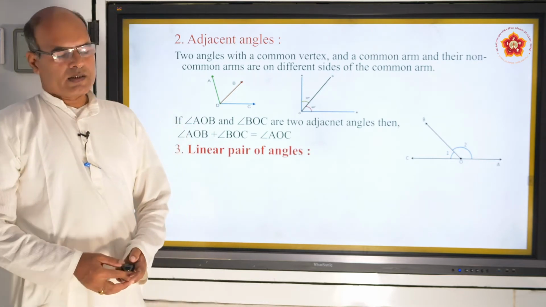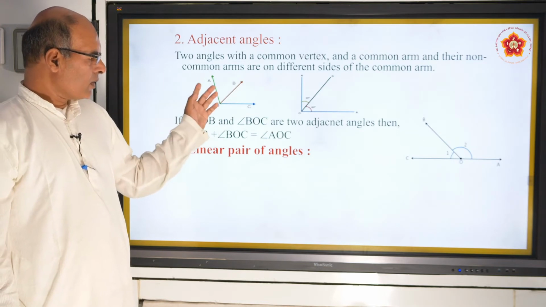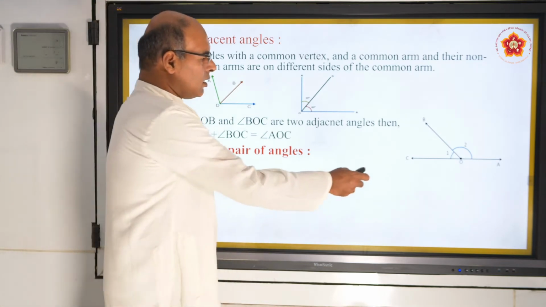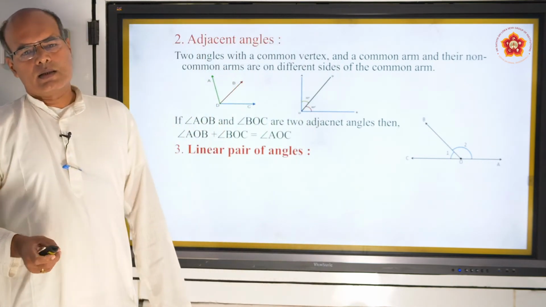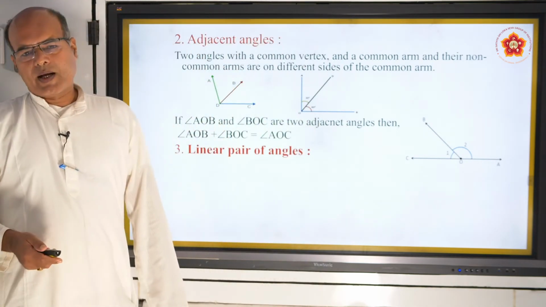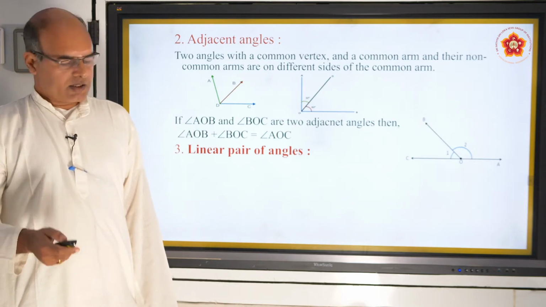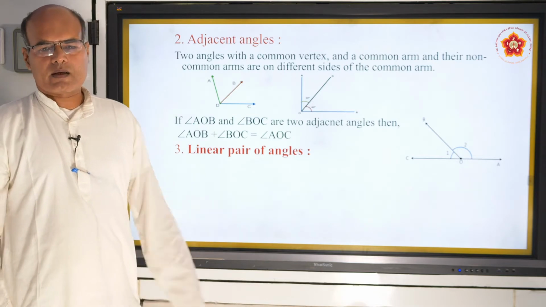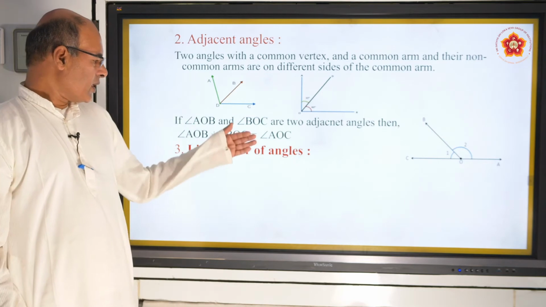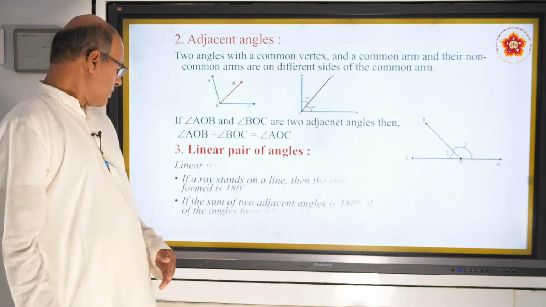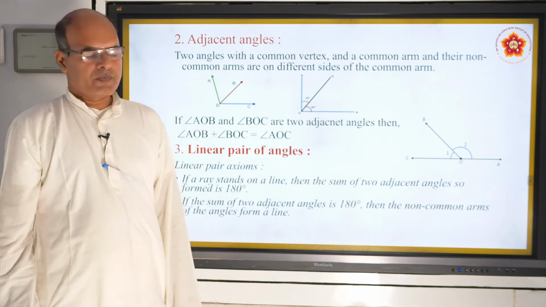Linear pair of angles. If two adjacent angles are such that their non-common arms form a straight line, then they are called linear pair angles. In other words, if the sum of two adjacent angles is 180 degrees, then they are called linear pair angles. So it leads to two postulates, or axioms, called the linear pair axioms.